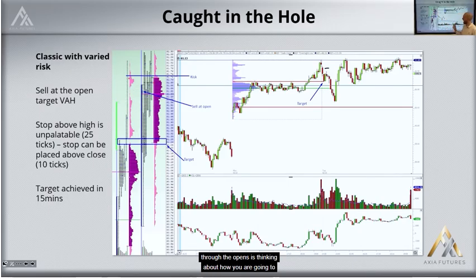So it's thinking about how you are going to actually execute this trade, what the risk is that you're taking in doing it. It cannot be entirely systemized, and almost no trade ever can. So that's your classic with a varied risk reward.